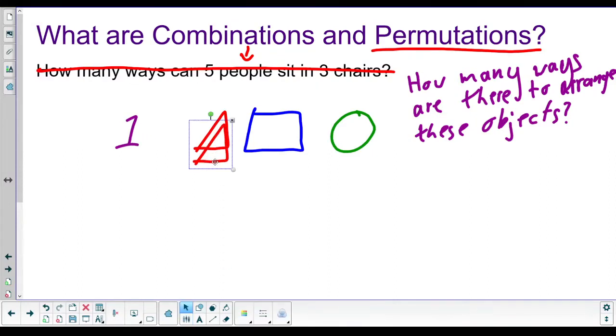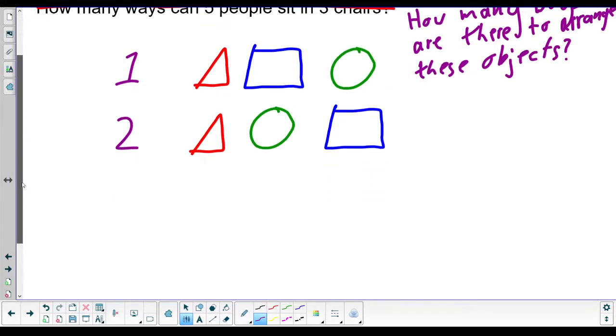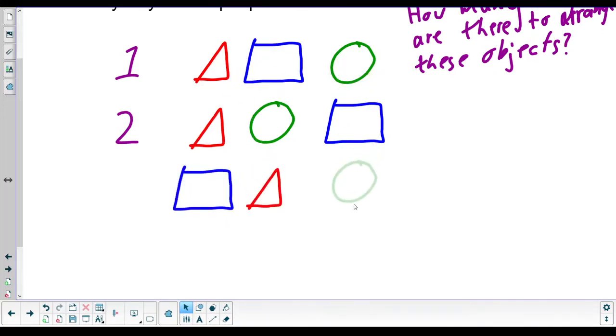So what if I took these and switched them? All right. So that's a second way we could arrange them. Okay. So if I switch them back, I'm back to this way. So now we've got to move the triangle out of the front, right? So let's move the triangle to the second one. Let's put the square in front this time. Okay, so I've got the square in front. That's 3 ways. Okay, we'll flip these 2 again. That's a new way we could do it, all right?